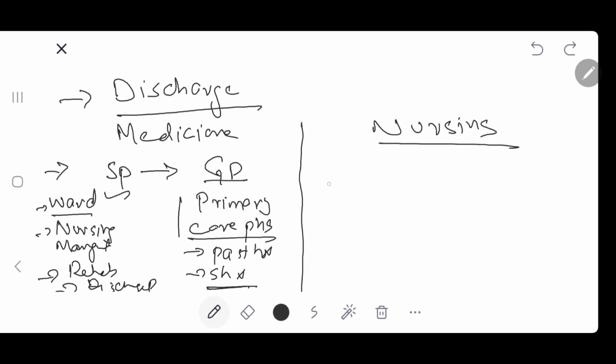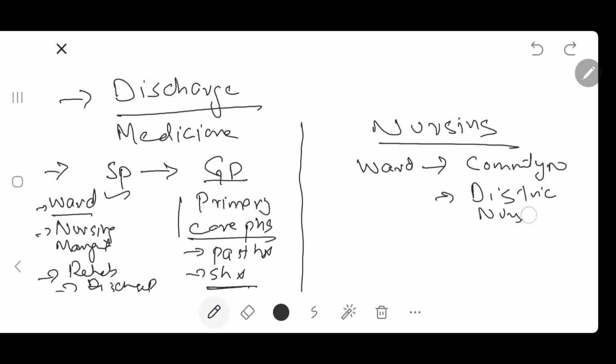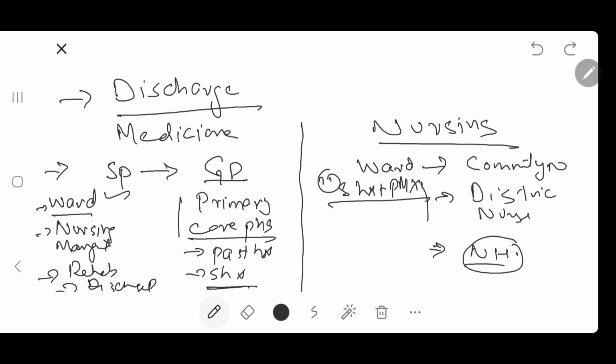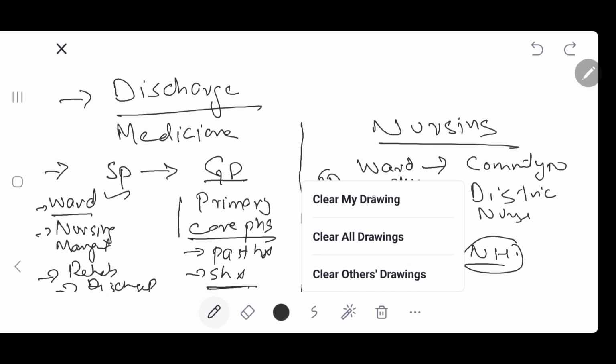And similarly, for the nursing discharge letter, a ward nurse might be writing to the community nurse, to the district nurse, right? So to the nursing home. In nursing, we do write down the social history and past medical history. Where to write it, that is the question. But in the letter of discharge, we have the following things that have to be followed.